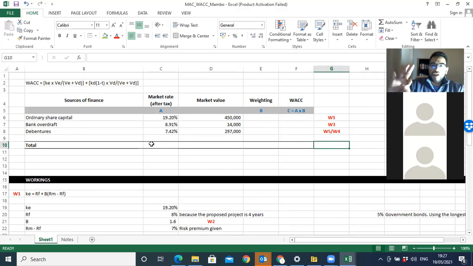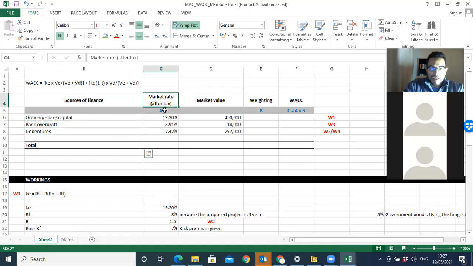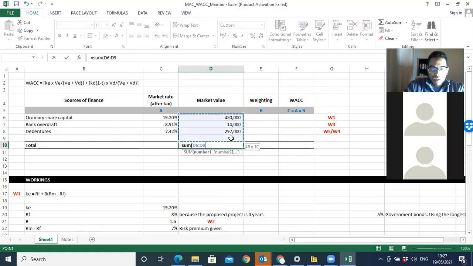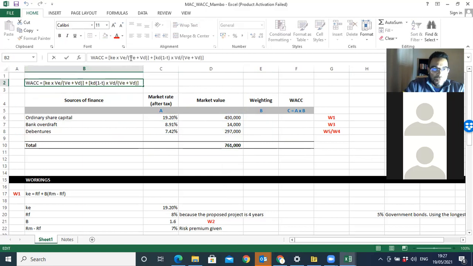Now remember, we need 3 things to calculate WACC. We need source of finance, we need market rate, and we need weighting. Now remember we said the general way to get weighting is to determine market values. So now we have determined market value, so now I can add it up. This 761 refers to your total sources of long-term finance. It is your long-term capital structure. So 761 is this VE plus VD. That is your total sources of long-term finance. That is your capital structure.